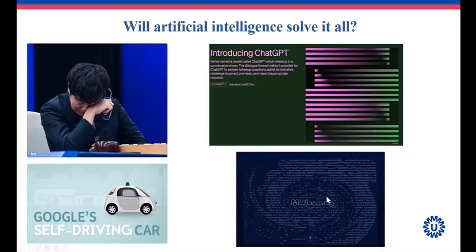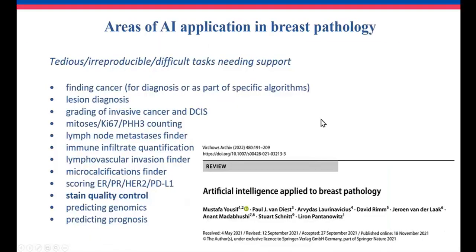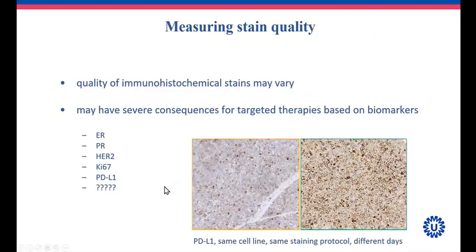And also this program Midjourney, where you can produce amazing pictures by just putting in some text. So what about pathology? This is just breast pathology. For all the other tumors, there are similar or perhaps even different types of applications. But you see the many areas of application that AI could find just for breast cancer. I'm not going to mention them all, but you see that one of them also for breast is stain quality control. So let's focus on that a bit more.